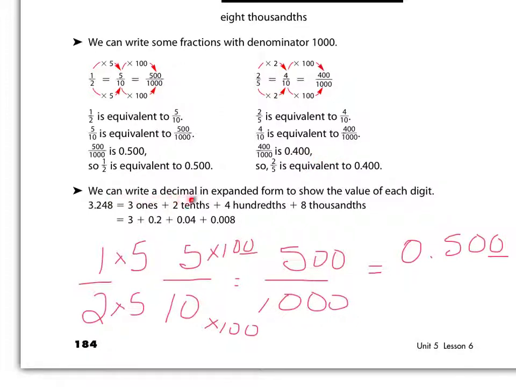You can also write a decimal into expanded form. So here's our decimal. We have 3.248. So we would just write it as 3 plus 0.2. So now our 0 is in front, as opposed to expanded form with large numbers. Our decimal and zeros need to be in front. So next we would have 4 hundredths, which would be 0.04, and we would have 8 thousandths, which would be 0.008.